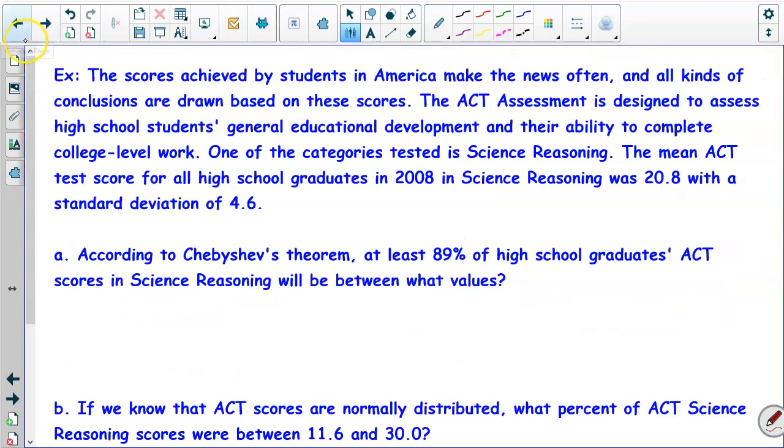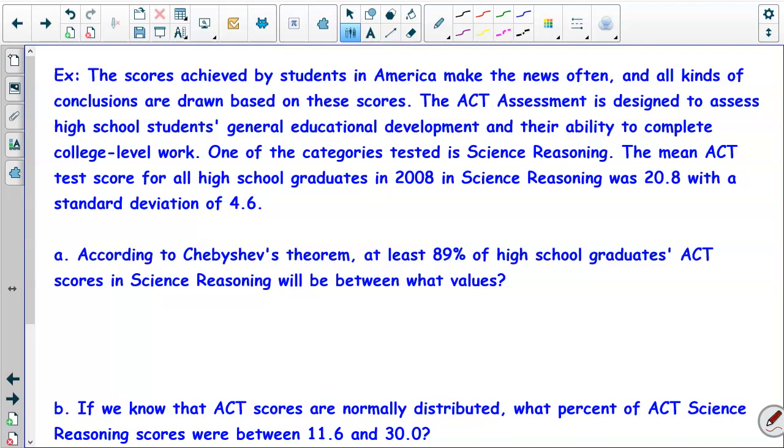So, the scores achieved by students in America make the news often, and all kinds of conclusions are drawn based on these scores. The ACT assessment is designed to assess high school students' general educational development and their ability to complete college-level work. One of the categories tested is science reasoning. The mean ACT score for all high school graduates in 2008 in science reasoning was 20.8 with a standard deviation of 4.6. According to Chebyshev's theorem, at least 89% of high school graduates' ACT scores in science reasoning will be between what values?